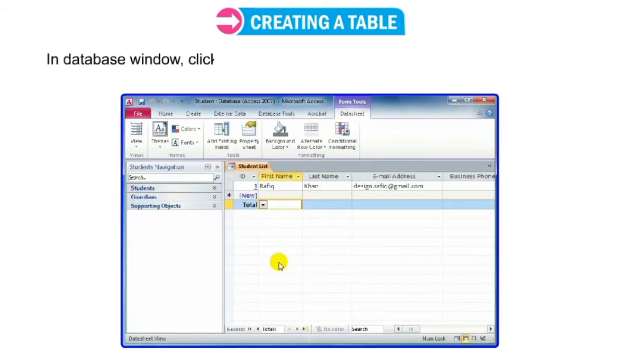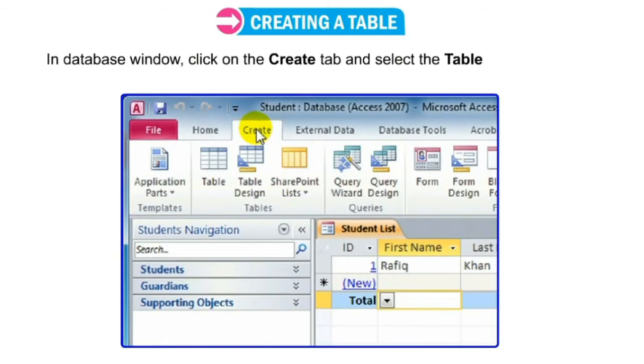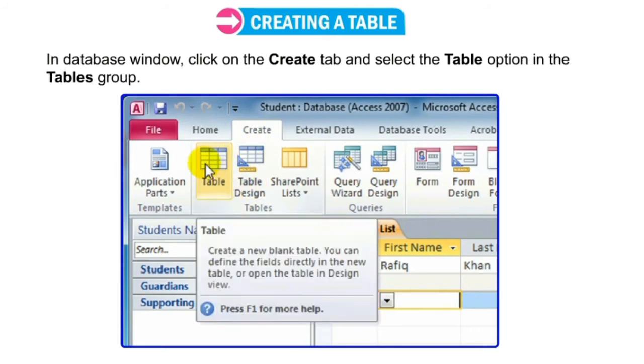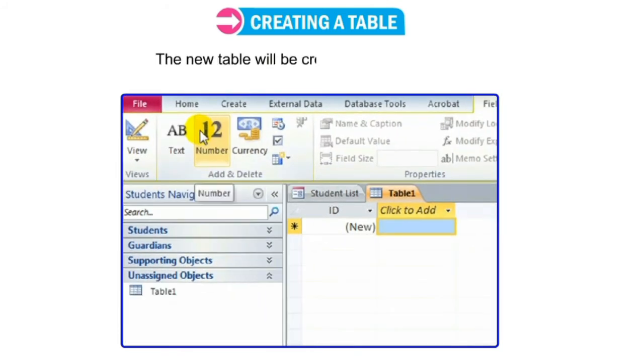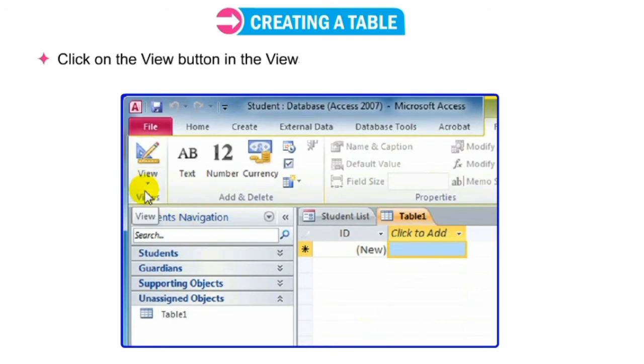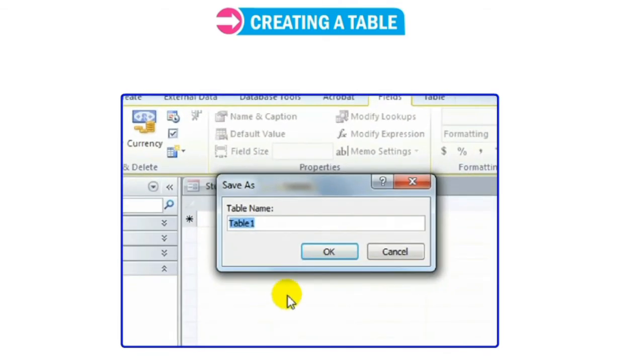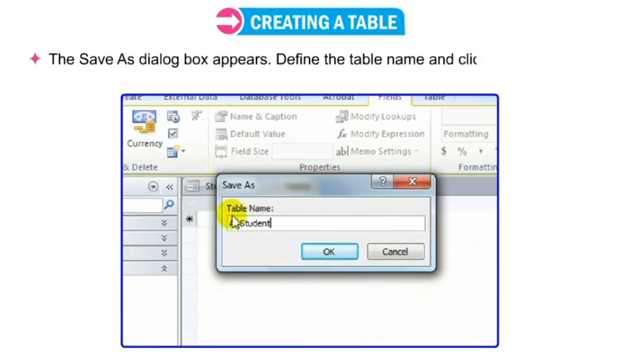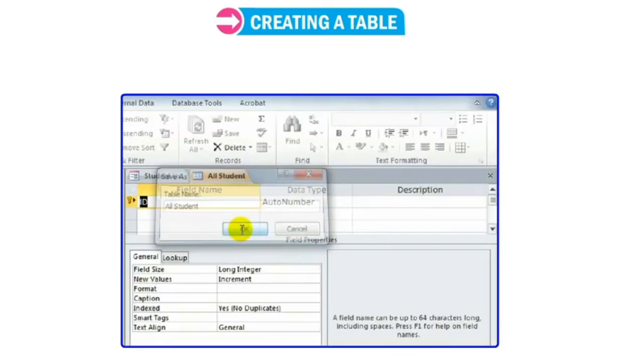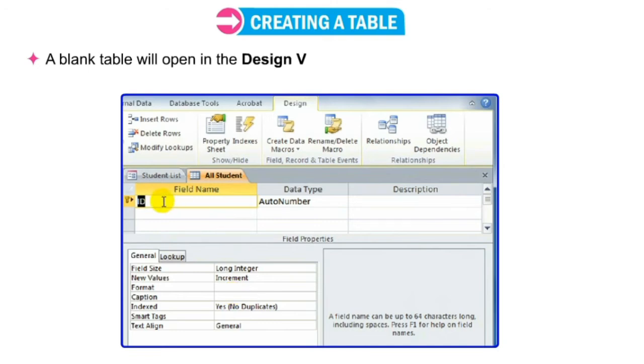In the database window, click on the create tab and select the table option in the tables group. The new table will be created in the database. Click on the view button in the view group and choose design view from the drop down menu. The Save As dialog box appears. Define the table name and click the OK button. A blank table will open in the design view.